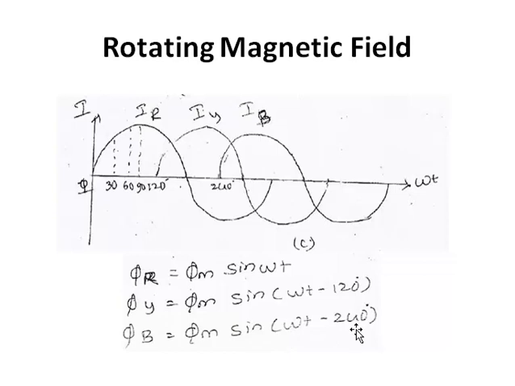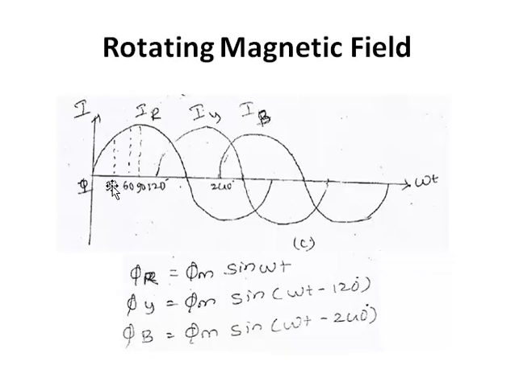Now, these are the three different components of the flux, and the vector sum of these fluxes at any given time is the resultant flux, and we will try to find what that resultant flux is at each and every point of this timeline. So we are going to take intervals of 30 degrees. First we will take omega t equal to 0, and we will find out the total flux. The total flux or the resultant flux phi T would be the vector sum of phi R plus phi Y plus phi B.